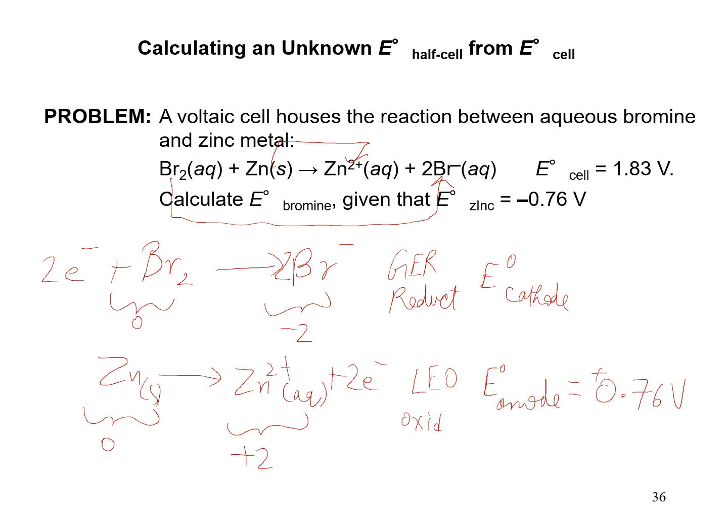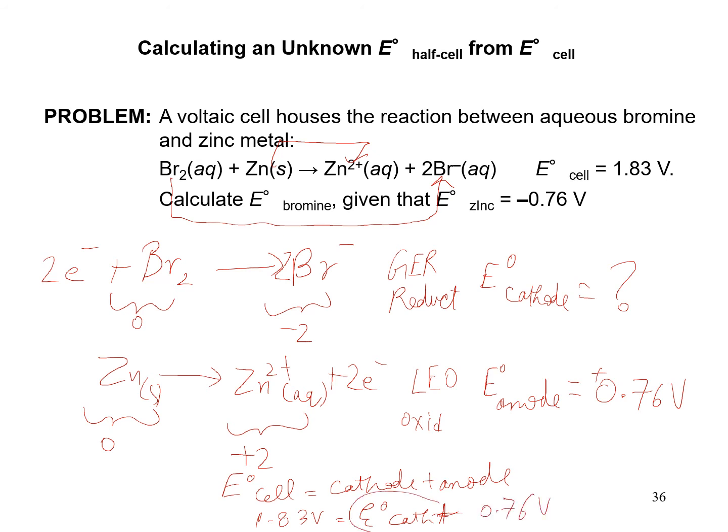Why? Because this is happening at anode. Anode is the bottom one. Bottom one is always flipped. E for cathode is what we have to find out. E for cell is given to us, 1.83, which is cathode plus anode. You can just plug in the numbers. So 1.83 volt equals cathode, which is what we have to find, plus, sorry, anode is 0.76 volt.